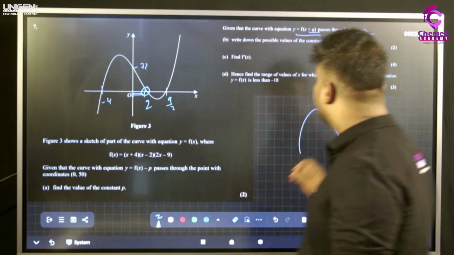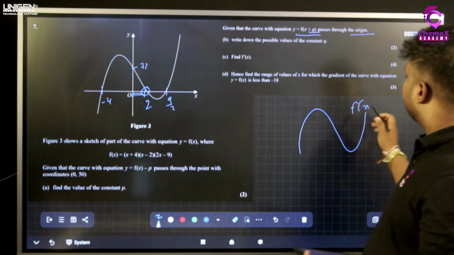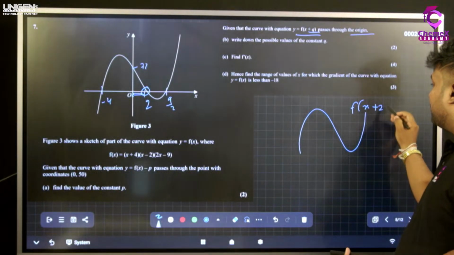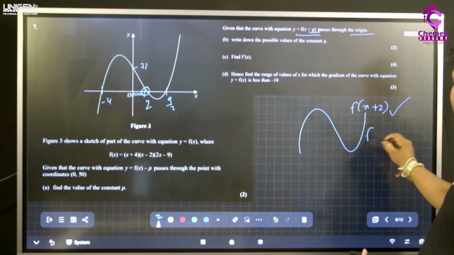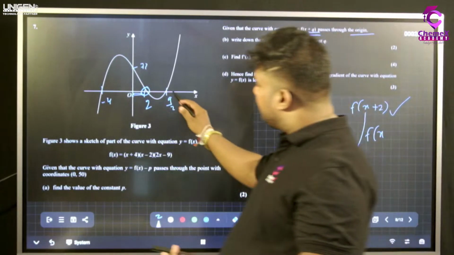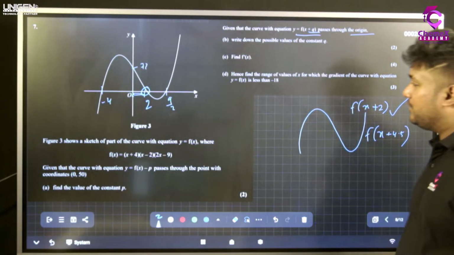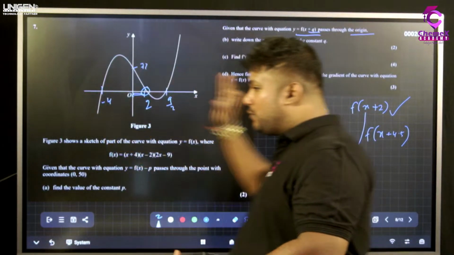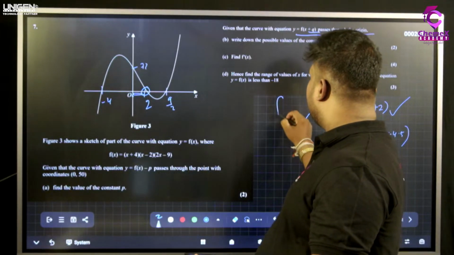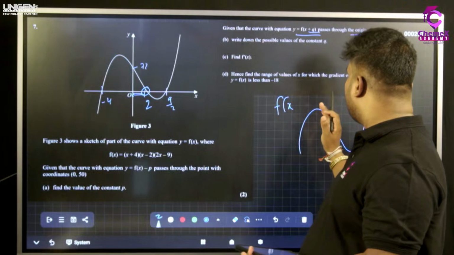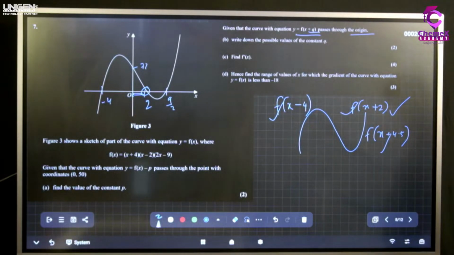So what is it? f(x) what? If it goes to the left, plus or minus inside the bracket? Plus. How many steps? 2. This is one way you can get the coordinate 0, 0 to cut. Another way is f(x) plus 4.5, as 4.5 can go to that point. Another way is this whole graph can move 4 steps to the right. So if it moves to the right, it's minus or plus? Minus 4. These are the possible answers.